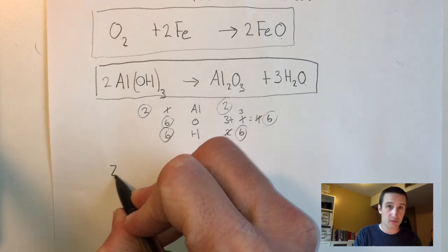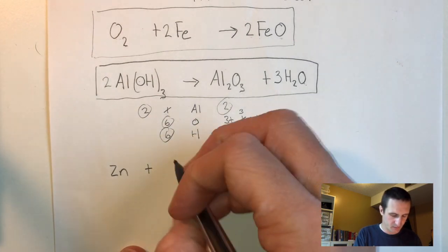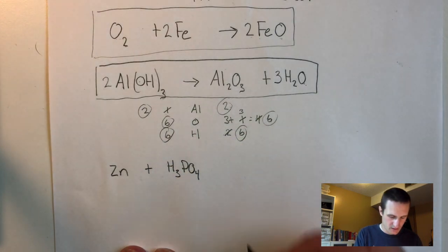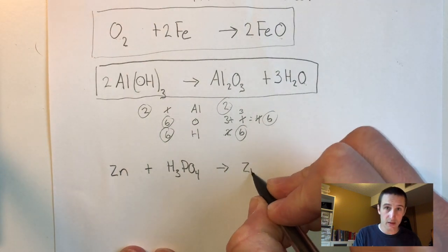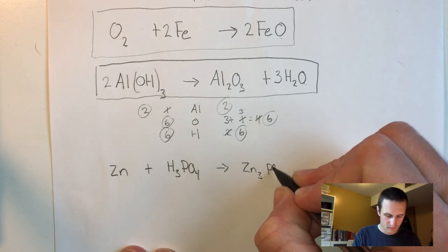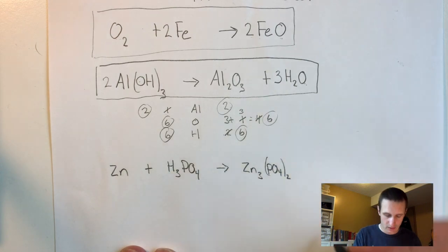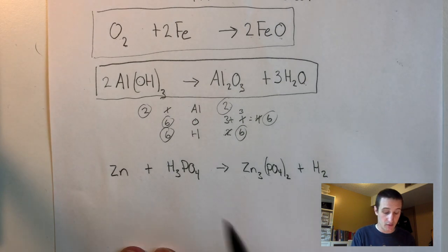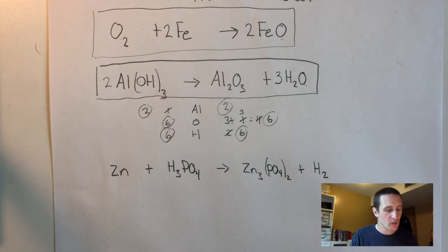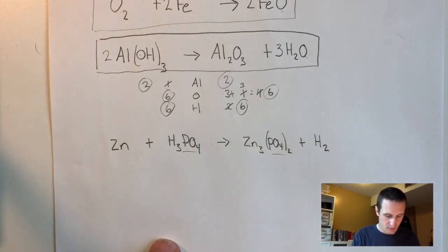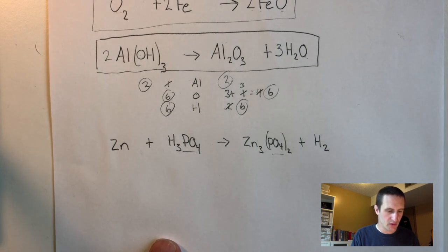We have zinc plus H3PO4 makes zinc phosphate and hydrogen. Now I'm just copying these unbalanced equations right off the worksheet. Now this one, I'm going to point out that you see this PO4 on both sides of the equation. That PO4 is a polyatomic ion known as phosphate.